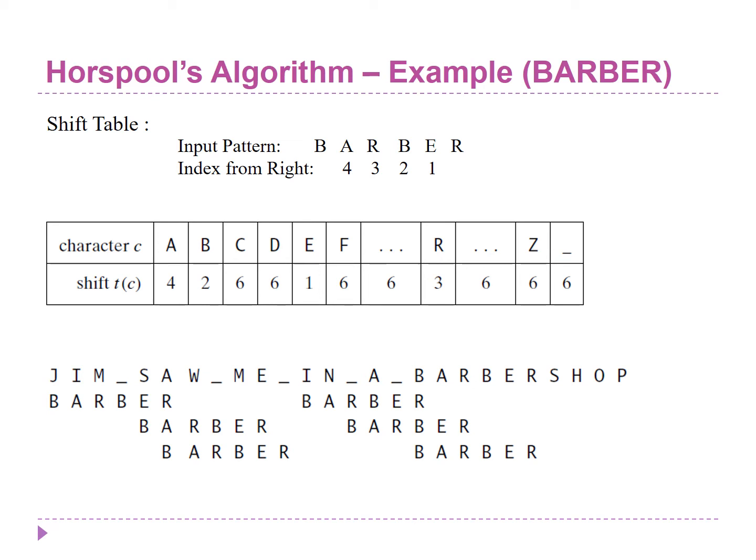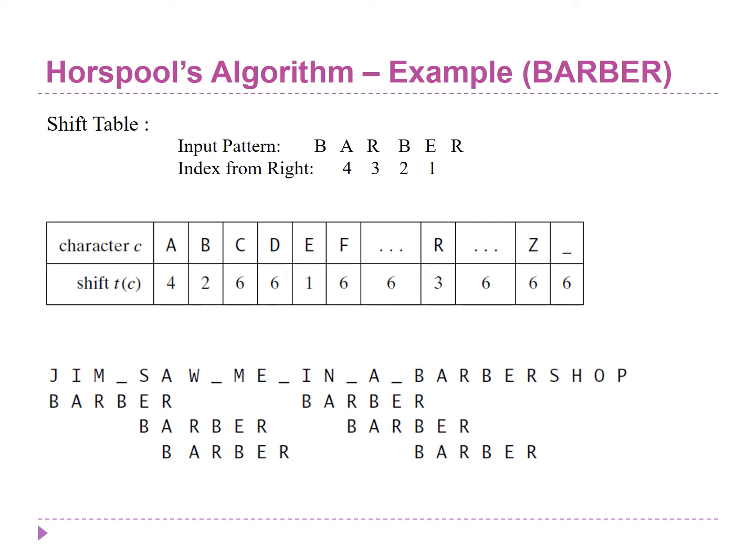So let us match barber with the text, Jim saw me in a barber shop. The matching occurs from left to right. At first, the last character in the input pattern is compared with the text character. Here, A does not match with R, and the shift of A in the shift table is 4. Hence, the input pattern barber is shifted 4 positions to the right.